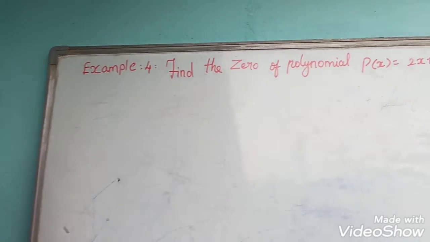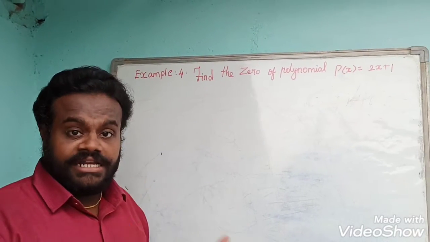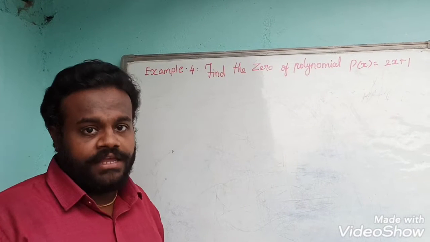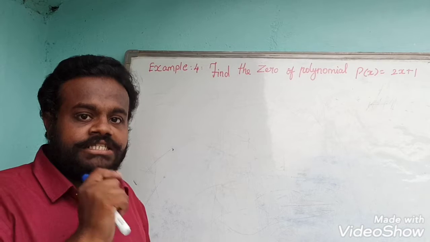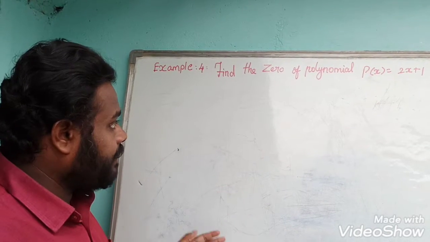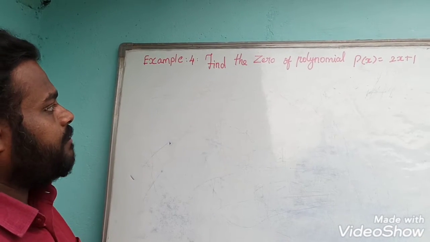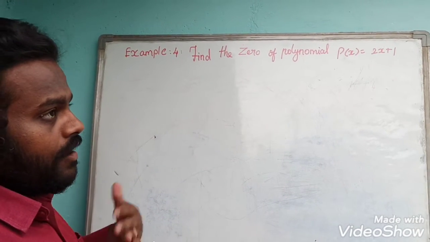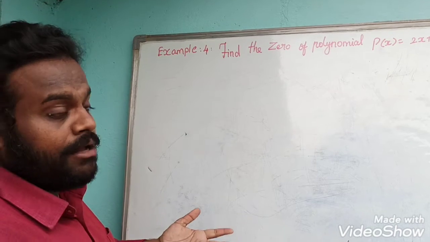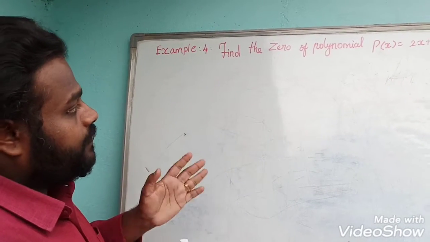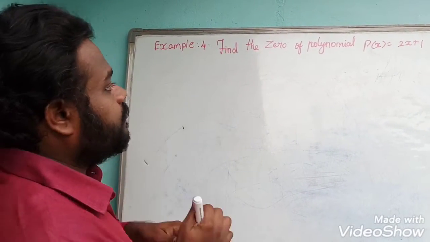In the last example, example number 3, they had already given minus 2 and plus 2. We had to verify which one is the zero of the polynomial x plus 2. We concluded minus 2 is the zero of the polynomial. Here we have to find the zero of the polynomial. When we say the zero of the polynomial, the p of x becomes 0. So we have to take p of x equal to 0 to find the zero of the polynomial.